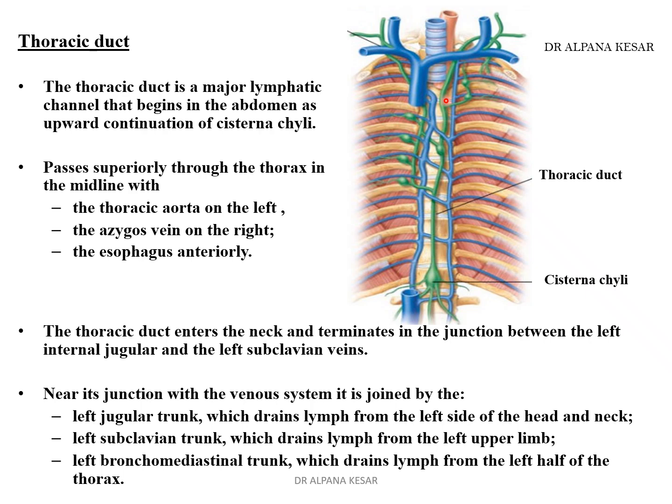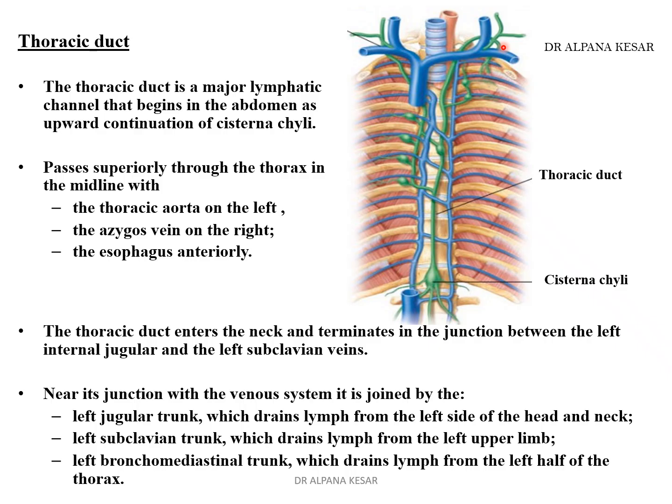After that, the thoracic duct passes upwards in the neck, and there it terminates at the junction between the left internal jugular vein and the left subclavian vein. This is the point where the thoracic duct joins the venous system.